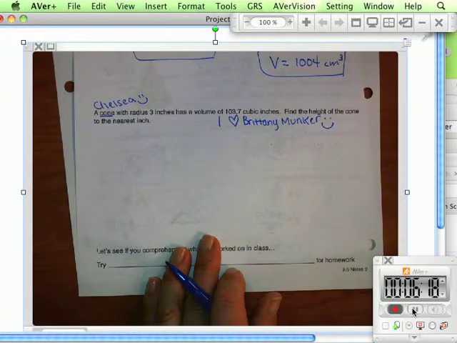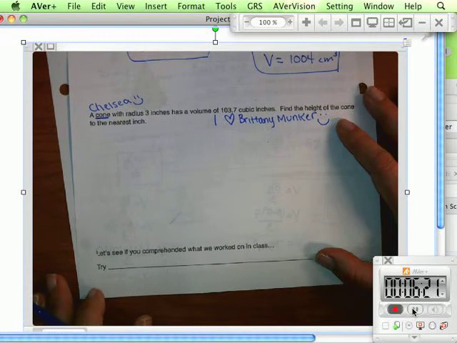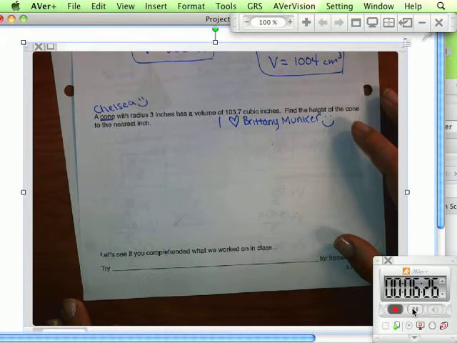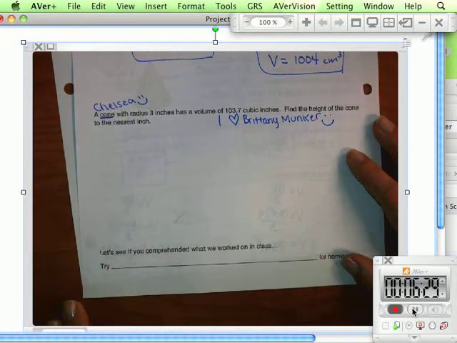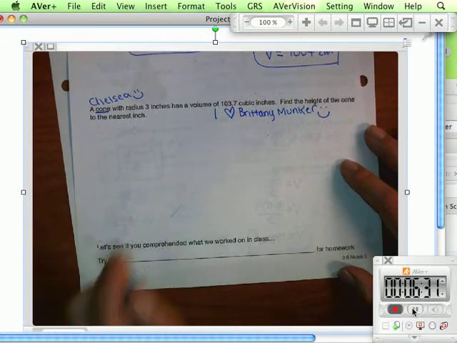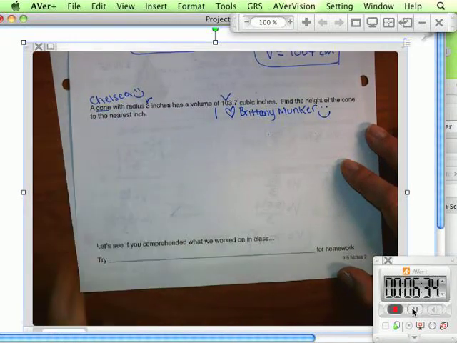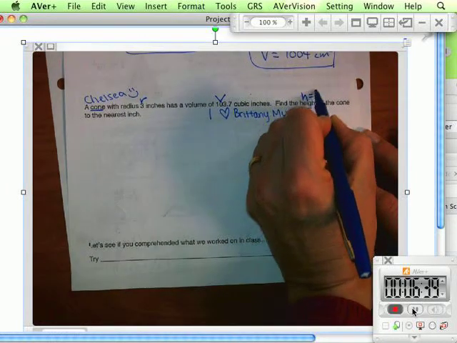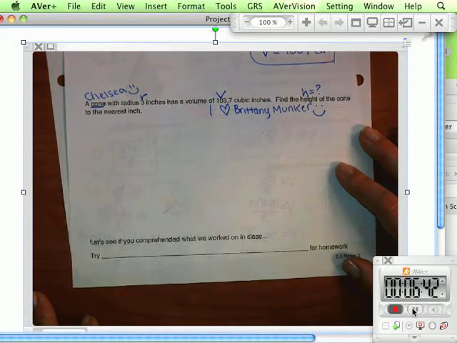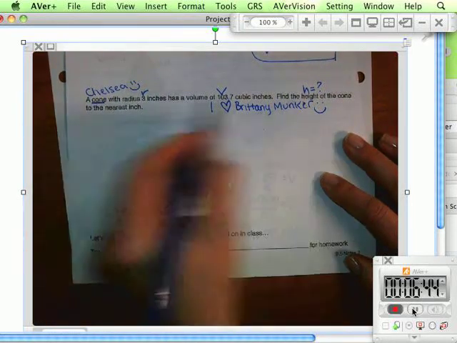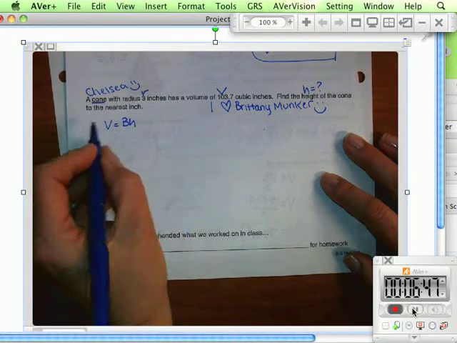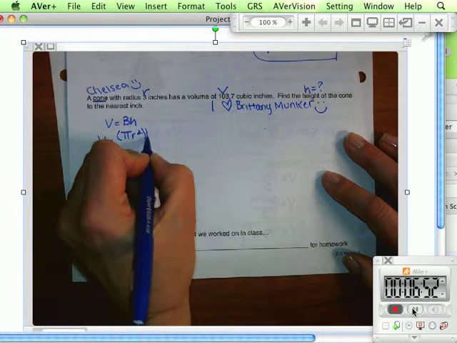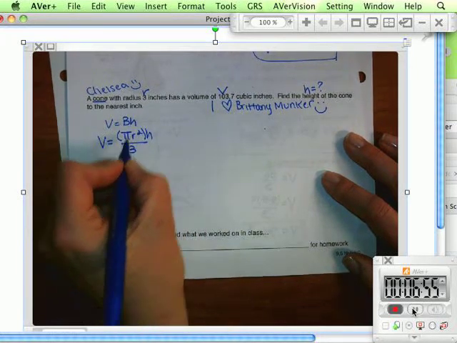A cone with radius of 3 inches has a volume. So I'm going to put V here and r here. Find the height of the cone to the nearest inch. I don't know the height, so I'm going to mark that up like that. Since I'm talking about a cone and volume, I'm going to write the formula right down. Oh, I forgot about the divided by 3. See? Divided by 3.